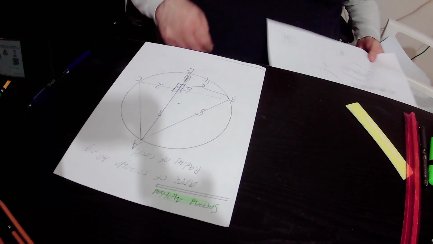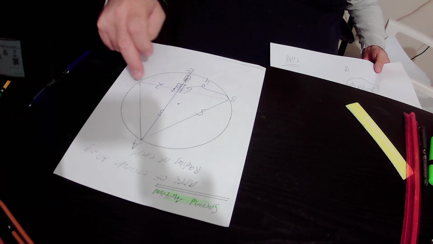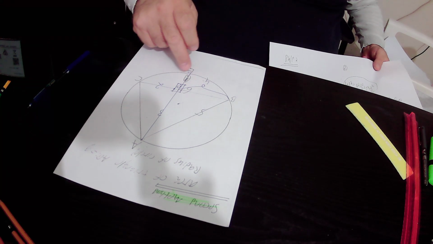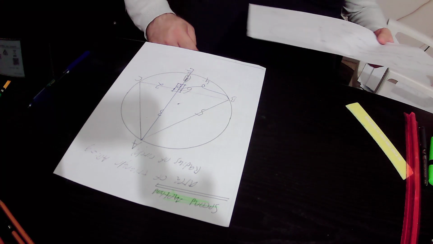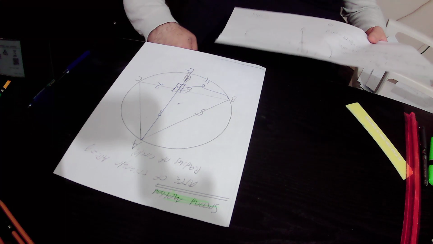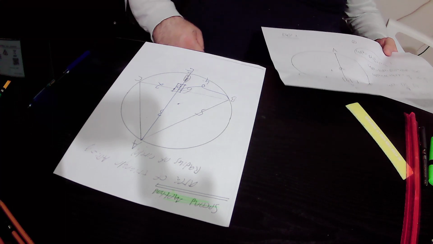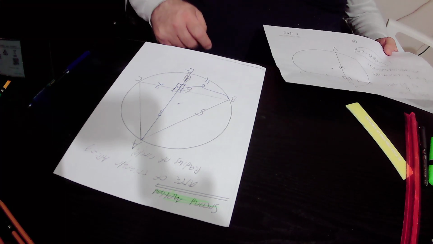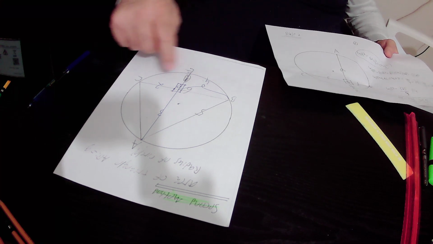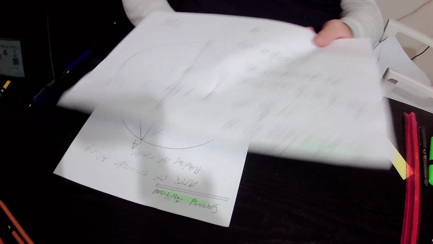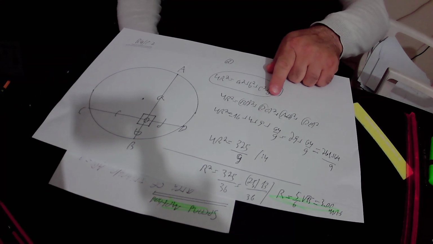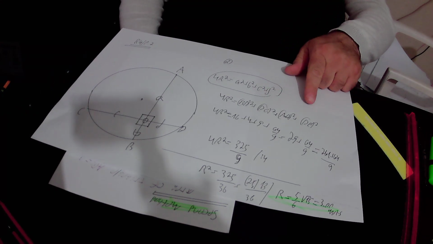In our domain, we have chord BC that intersects with chord AE at 90 degrees. All the angles around point D are right angles, therefore we can implement rule number 2 here. According to rule number 2, we get that 4 times R squared equals BD squared plus DC squared plus AD squared plus DE squared.